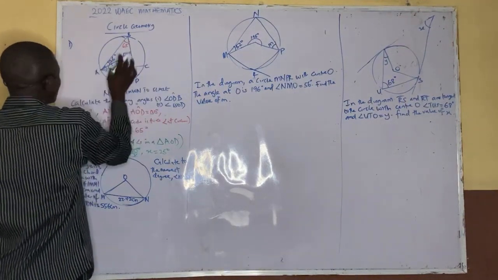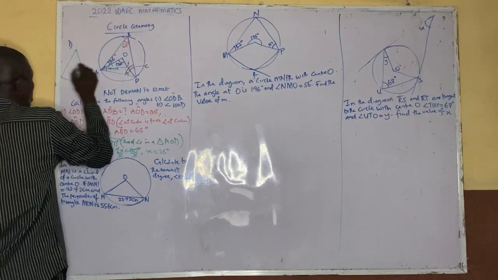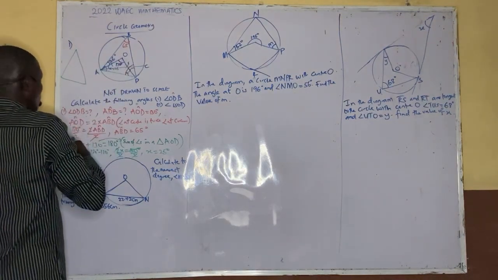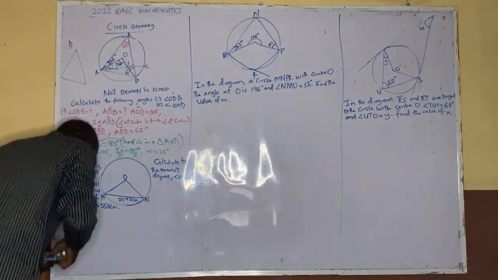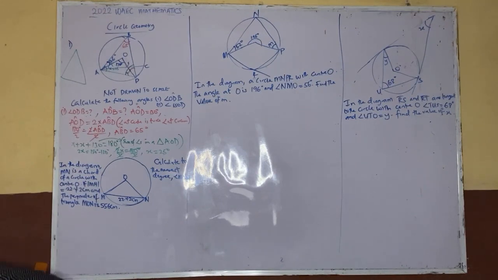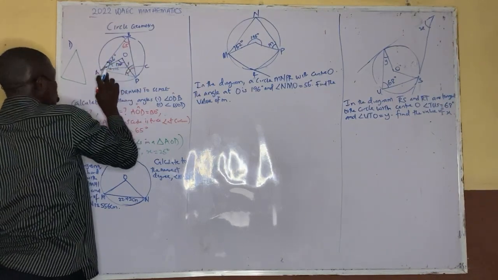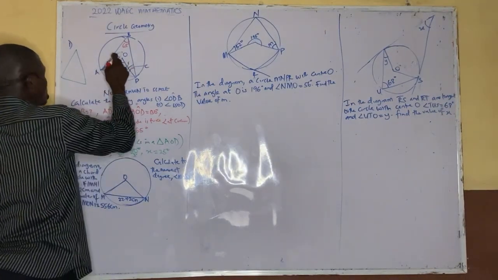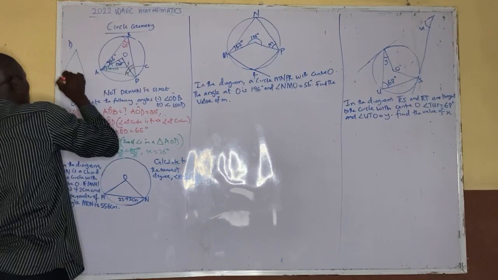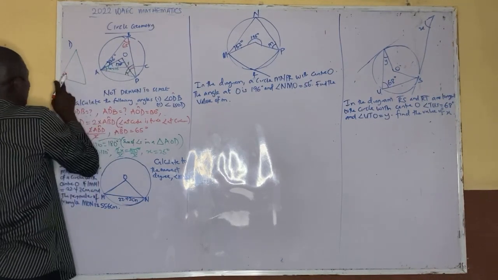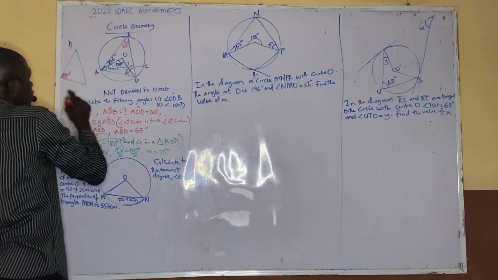Now you can bring this triangle ABC out. What you are going to have in triangle ABC is what? Look at this. Here is 26 degrees, and here is 25. So 26 plus 25, what do you have? This is 26, this is 25. So 26 plus 25 will give you 51 degrees. So the angle here is 51.